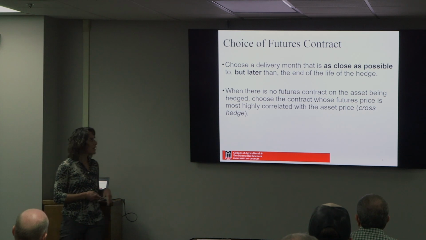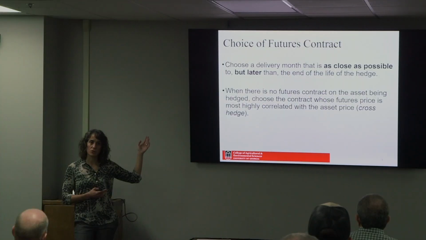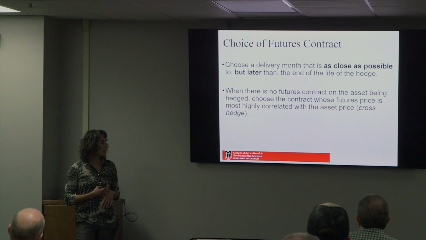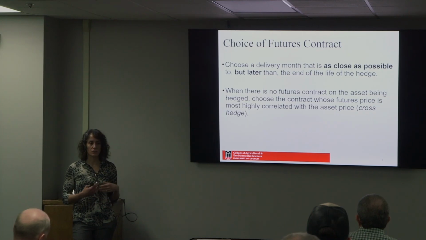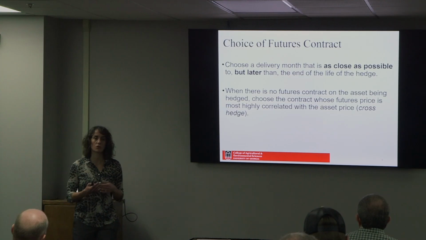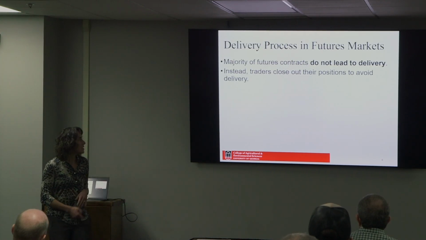hedging horizon. And it's not true for cotton because there's already a futures contract, but for some commodities there are no futures contracts, like peanuts, for instance. In that case, you will try to find a futures contract whose price movements are closely related to that commodity. That's called cross-hedging.